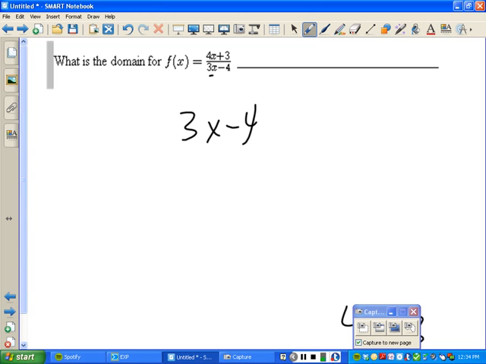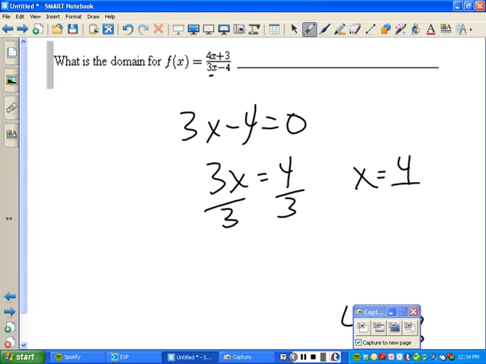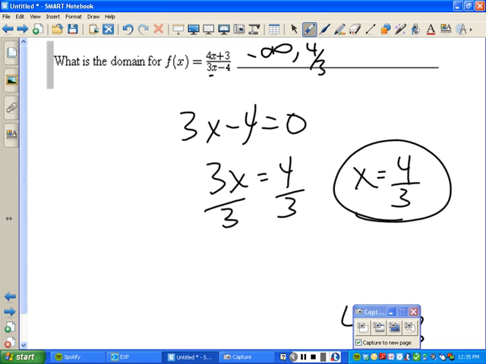Set the bottom piece equal to 0. You get 3x equals 4. Divide by 3, divide by 3. x is equal to 4/3. Okay? Now, how do you write the answer? You're excluding 4/3. How do you exclude 4/3? Negative infinity to 4/3, union 4/3 to infinity. Okay. We straight on that?